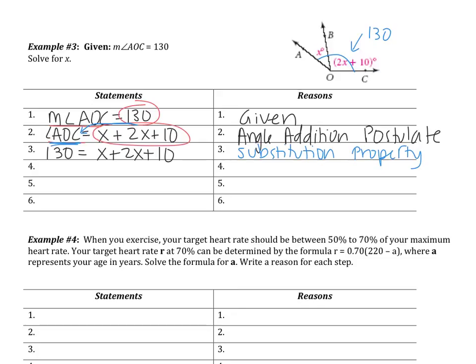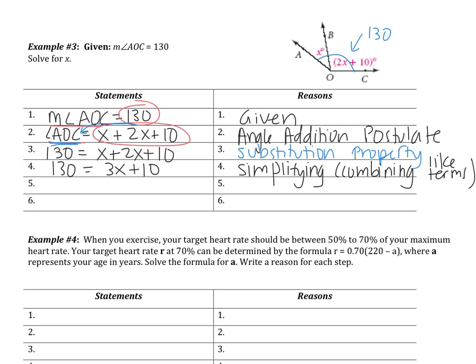Okay, so my next step, on the right side of the equation, I'm going to combine x and 2x to be 3x. So I have 130 equals 3x plus 10. This reason you haven't seen before, this is just called simplifying. Instead of simplifying, you can write combining like terms. But all I did is I combined the x and the 2x and I made 3x. It's not called the addition property because I did not add a number to both sides.